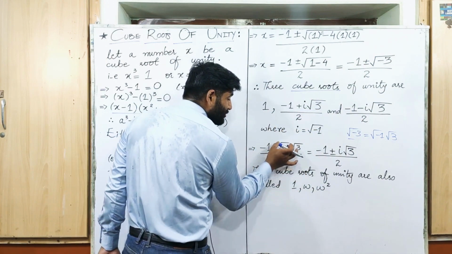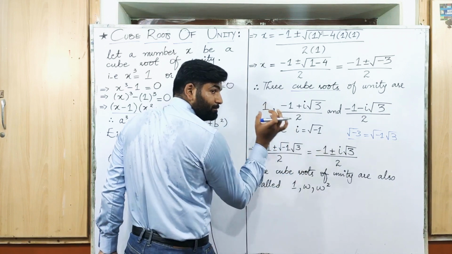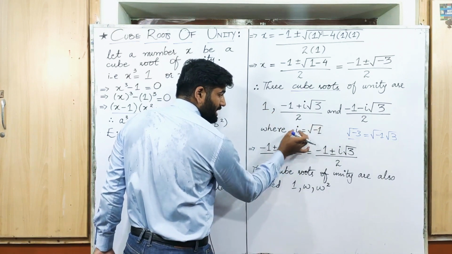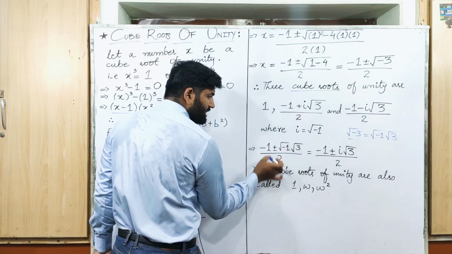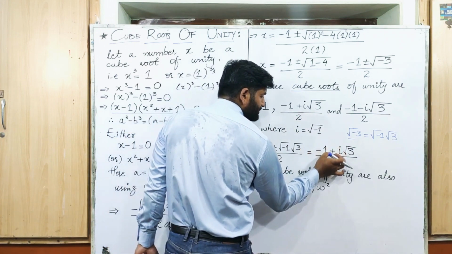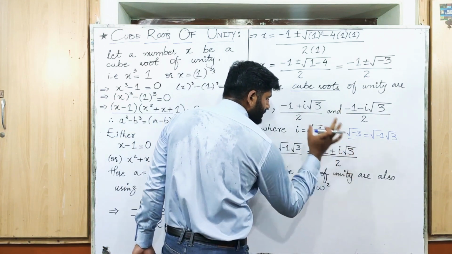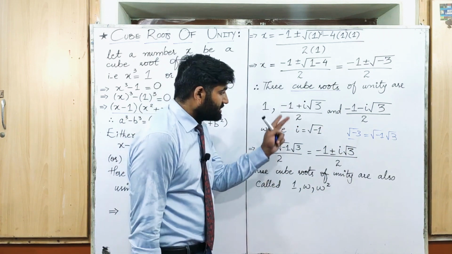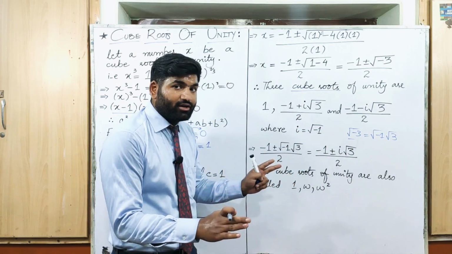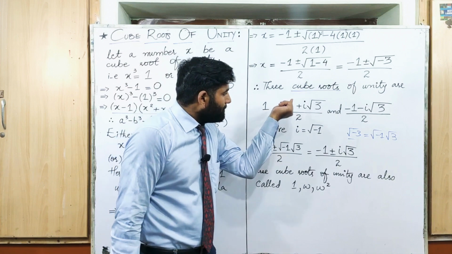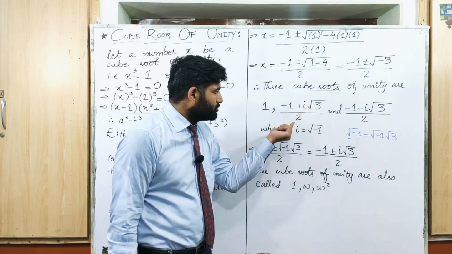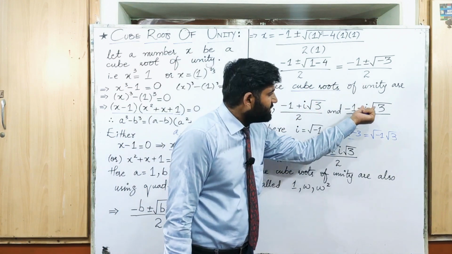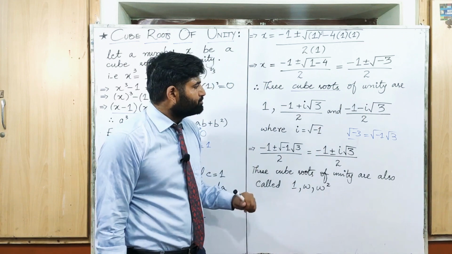Now we know that under root negative 1 is equal to iota. So we will put iota here and we will get minus 1 plus minus iota under root 3 over 2. So simply the cube roots of unity will be 1, minus 1 plus iota under root 3 over 2, and minus 1 minus iota under root 3 over 2.